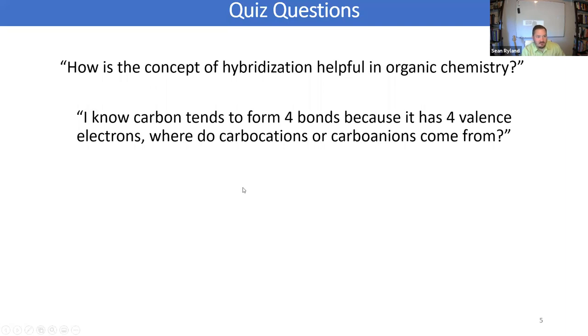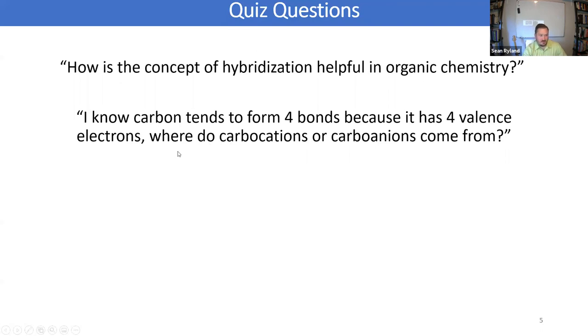And lastly, some questions about the actual material. Why do we worry about hybridization? Because hybridization, one, is a convenient way to describe what's going on. And two, it is related to the second question. Carbon tends to form four bonds because it has four valence electrons.